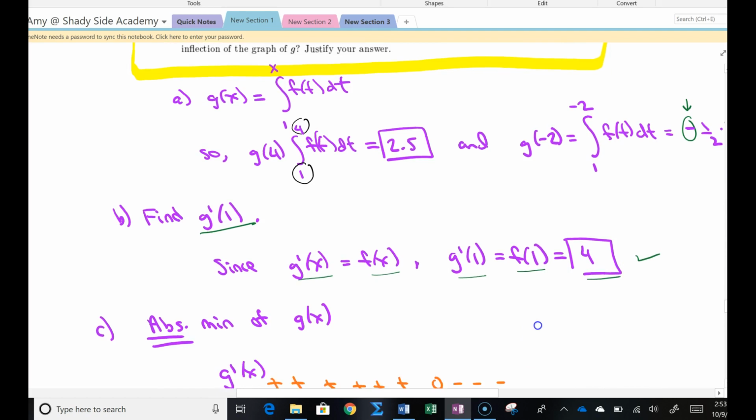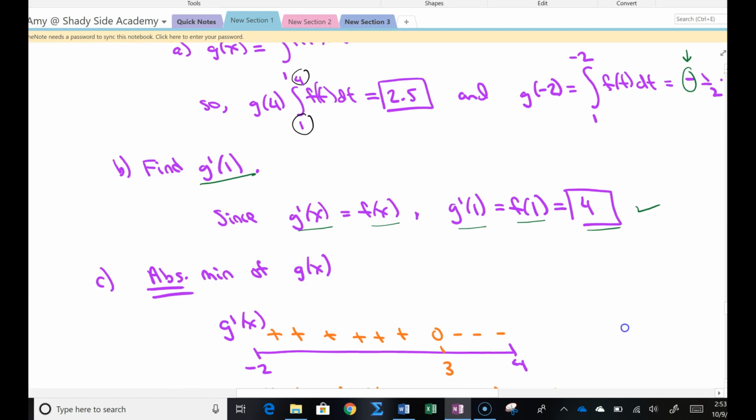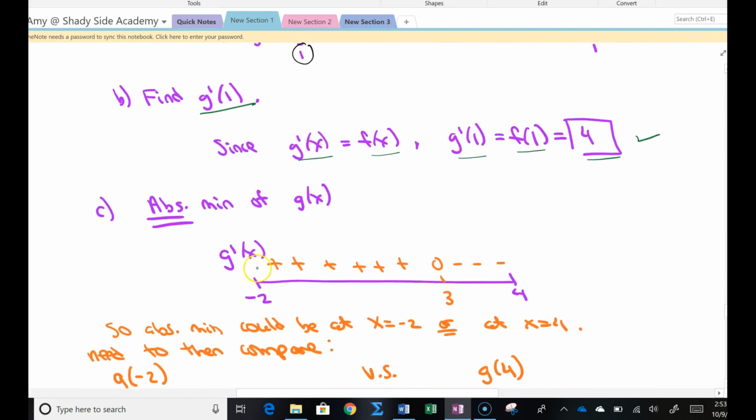Done. Absolute min of g of x. Great question. Absolute min of g of x. You have to do a g prime sign analysis at the very least. And look what I did here, okay? Here's a g prime sign analysis. I generally first find the critical points, or where g prime, or f, right? Don't forget g prime just equals f, where f equals 0. And then look at the sign of g prime.